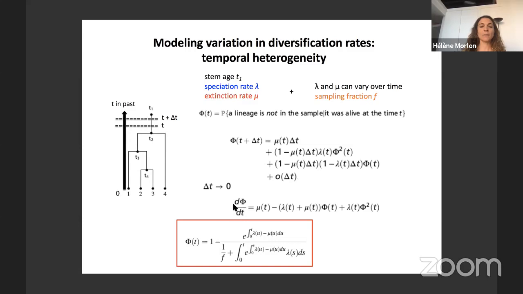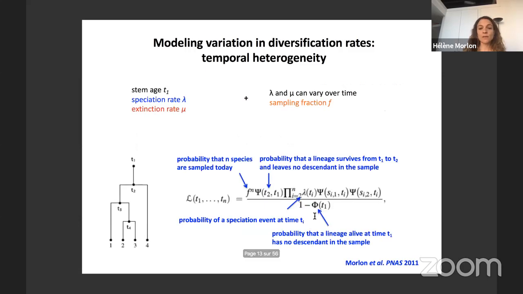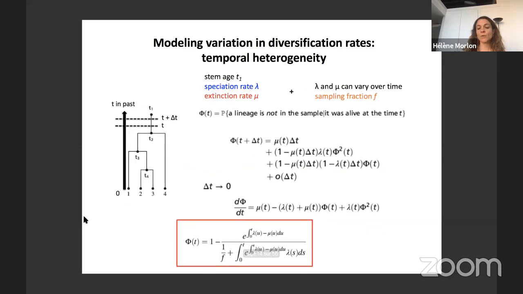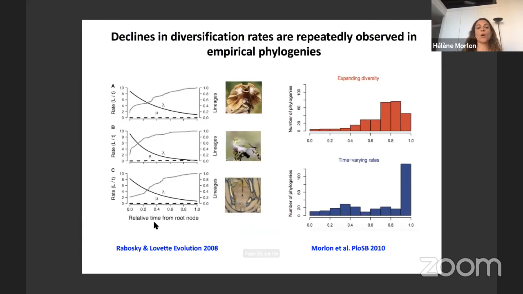the variation in this probability, and we can solve this equation and find an analytical solution, for example, for this probability of extinction. But we can also find, using the same idea, these probabilities to observe each branch in the phylogeny, and at the end we can have an analytical expression for this likelihood. So we are able to obtain such likelihoods even with rates that can vary through time.